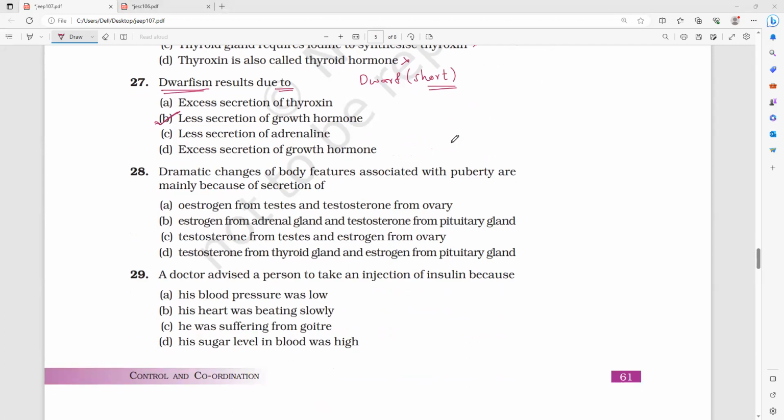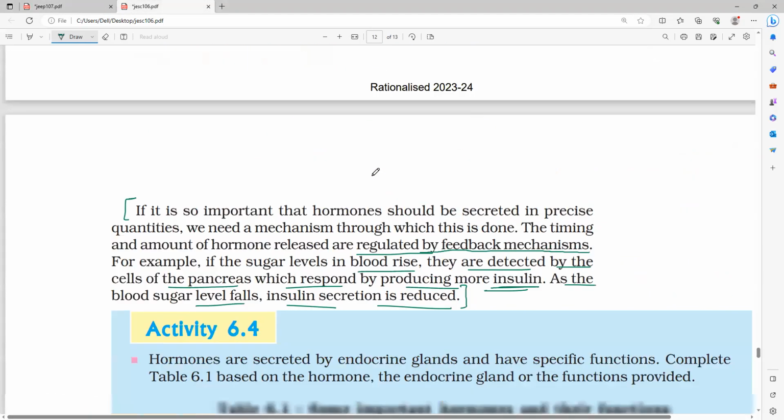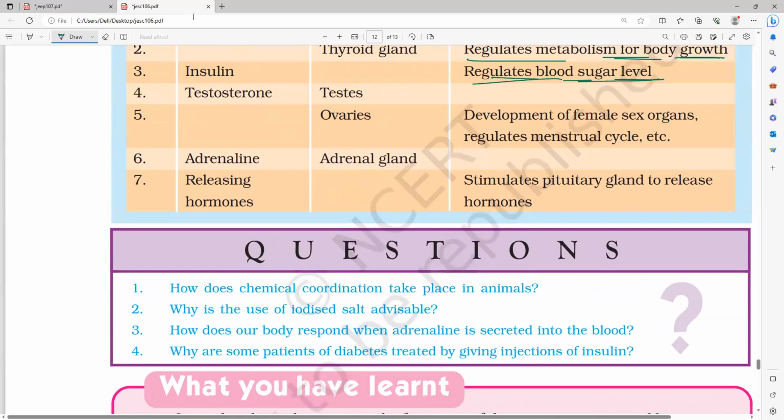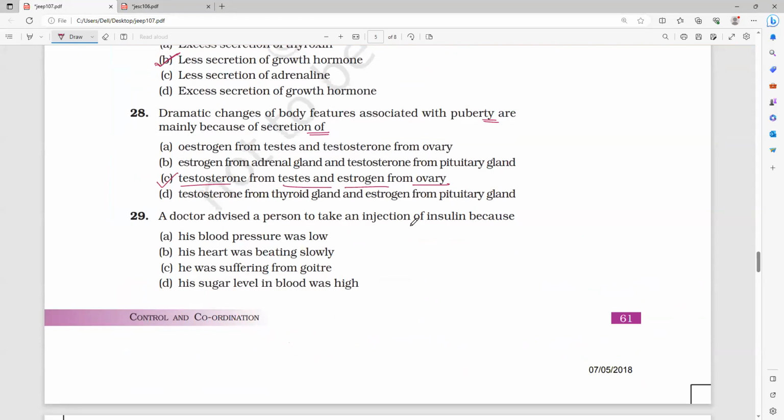Next, the dramatic changes of body features associated with puberty are mainly because of the secretion of hormones. Puberty involves testosterone from the testes and estrogen from the ovaries. The ovaries make two hormones, estrogen and progesterone. So you have to remember progesterone too. So option C is the correct one: testosterone from testes and estrogen from ovary.